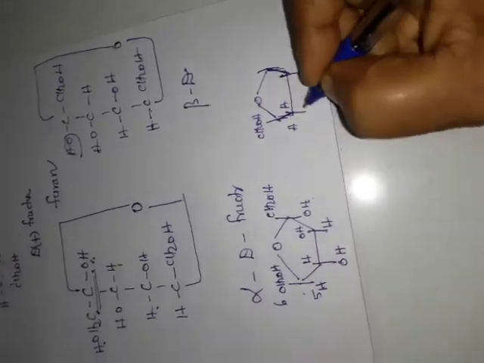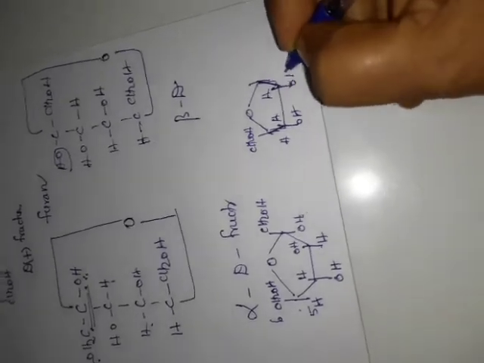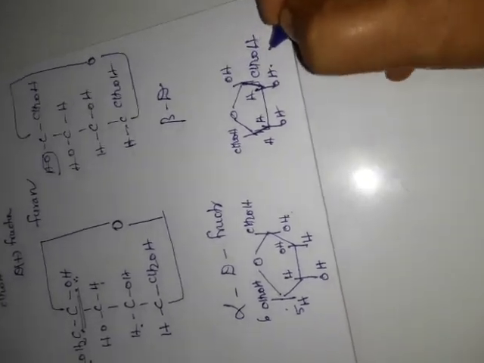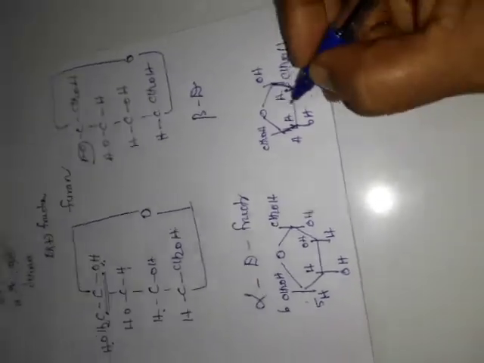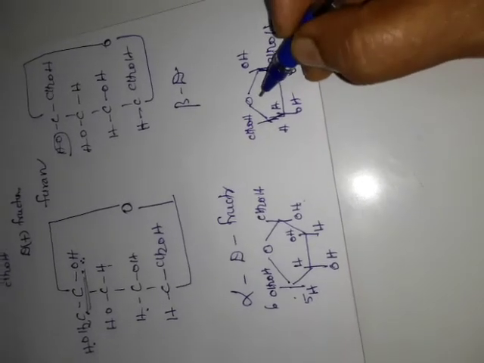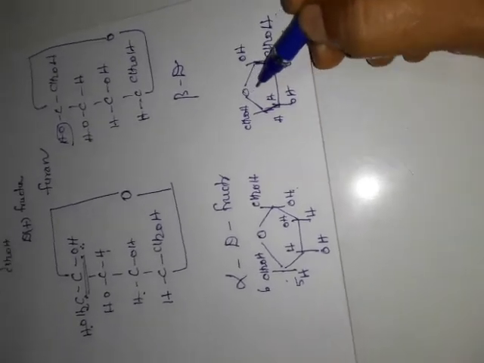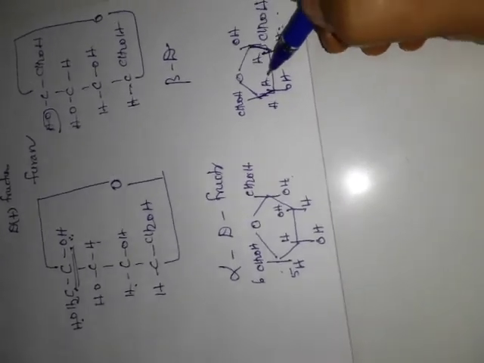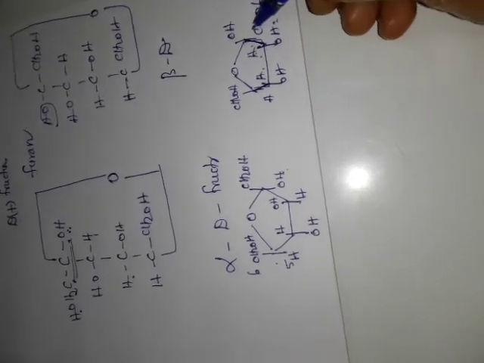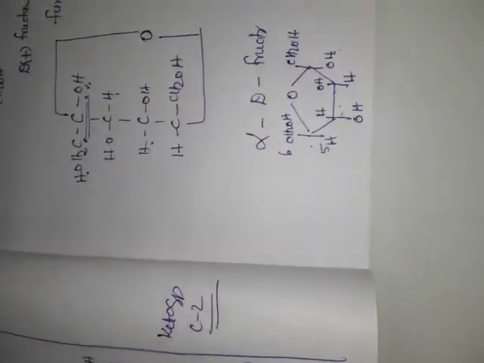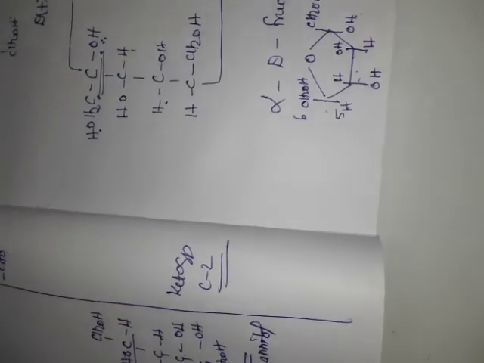CH2OH, HOH, HOH. Here OH, CH2OH. This is beta D fructofuranose. Why am I saying furanose? Because it takes the shape of furan. You have already learned in 11th standard the furan structure, a 5-membered ring, furanose. This is beta D fructofuranose. This is alpha D fructofuranose. Everything is clearly given in the book, page numbers 244, 245, 246. If you can't understand, go through the video once more repeatedly and you can notice.